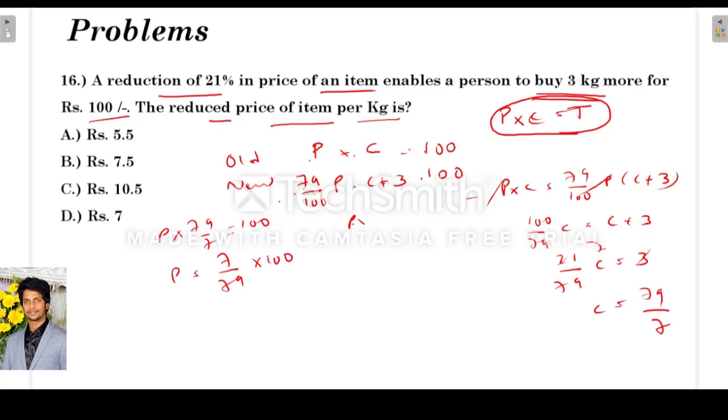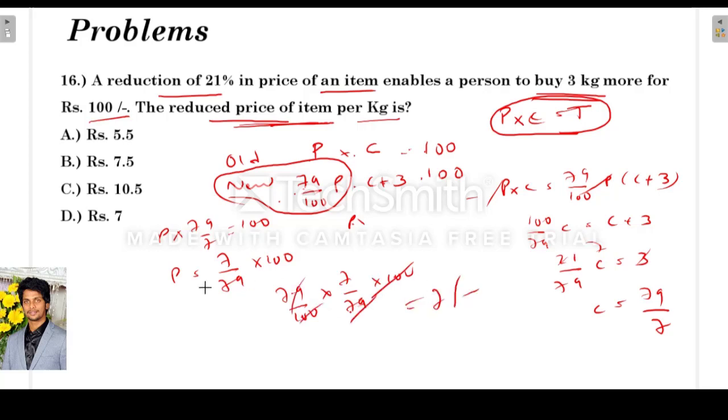So now they are asking the reduced price of the item. Reduced price means new price, which is 79 by 100 P. 79 by 100 into 7 by 79 into 100. So the new reduced price is 7 rupees.